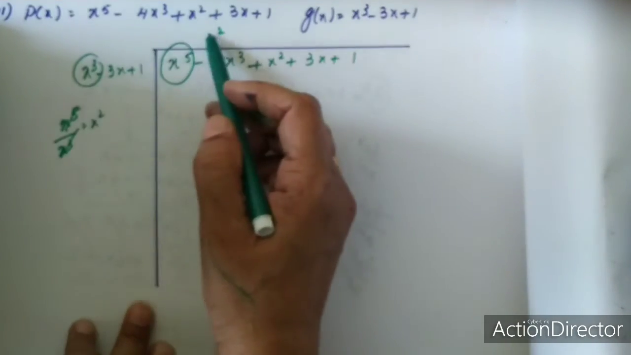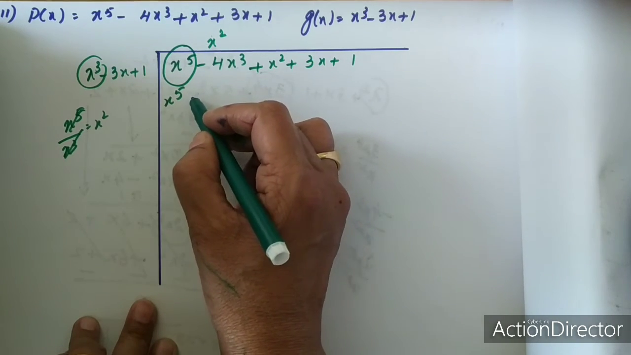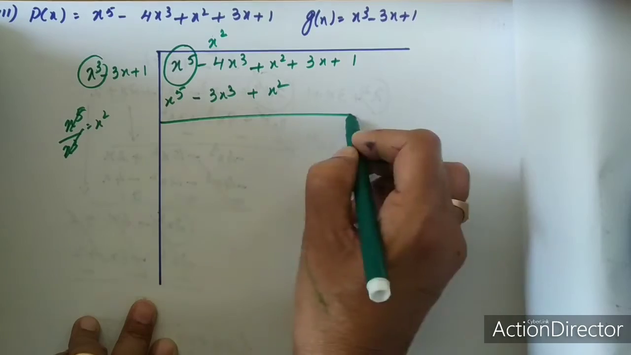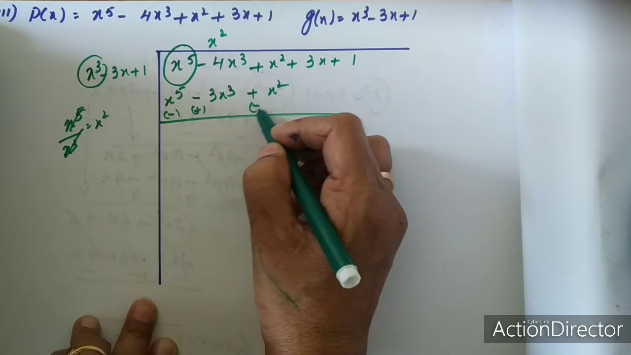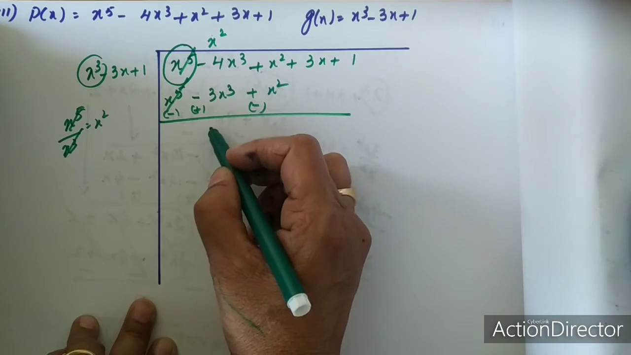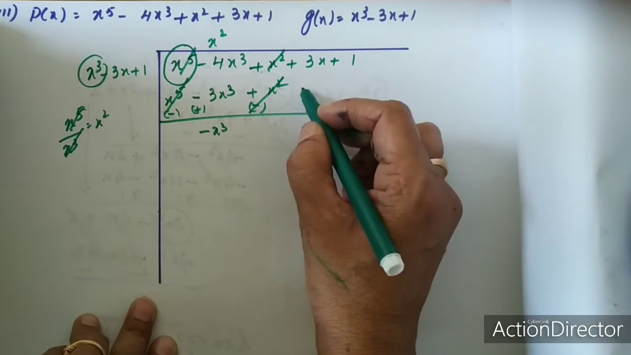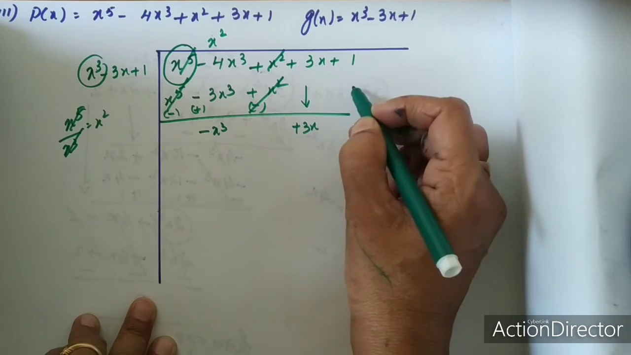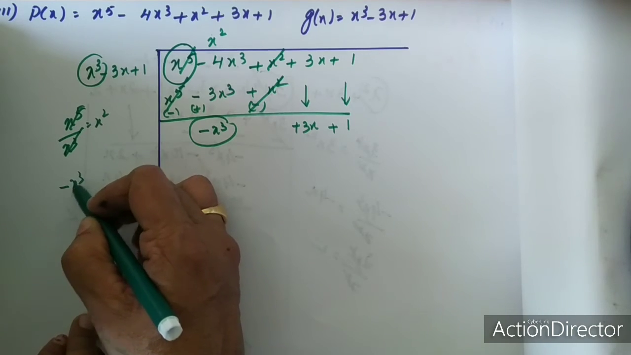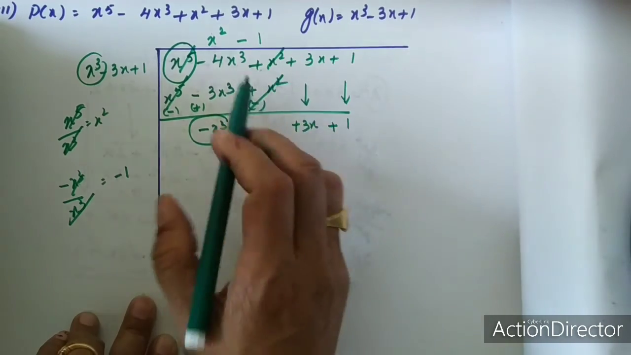So let us multiply x cube into x square, which is x power 5, minus 3x into x square is minus 3x cube, and 1 into x square is 1x square. So let us subtract, minus, here it is plus, here it is minus. X power 5 minus x power 5 will get cancelled, and minus 4x cube plus 3x cube will give me minus x cube, and x square minus x square will get cancelled, and next term is plus 3x and plus 1. So now I will circle this. Minus x cube divided by x cube will give me minus 1. So next term in the quotient is minus 1.